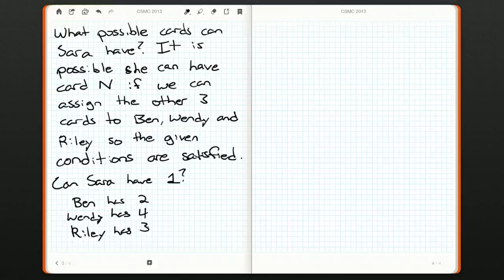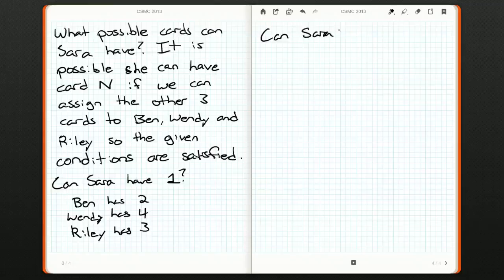Okay? So I really think this is the best way to go about it, just because there are so few cards, and so we can just sort of think in our heads and pick situations out. How about 2? So can Sarah have the card with the number 2 on it?